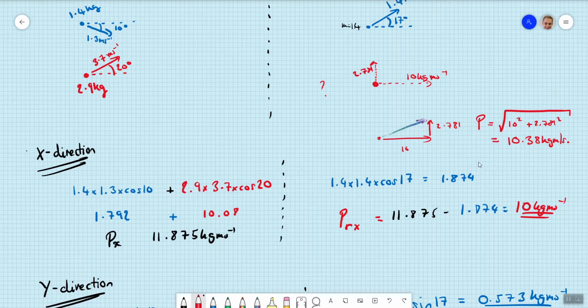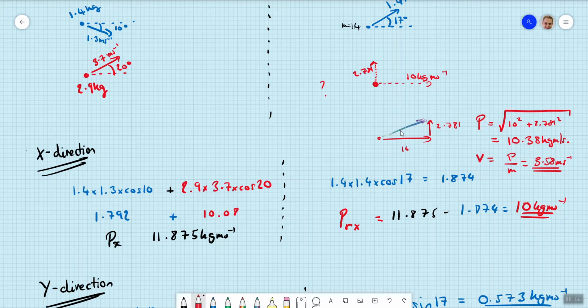If I want to know its velocity, so how fast it's going, velocity is equal to momentum over mass. So I just divide through by the mass. What's the mass? 2.9 kilograms is the mass of this object. So divide that by 2.9, and eventually, we haven't actually finished the question yet, 3.58 meters per second. So it's now going a little bit slower. Hooray! But have we actually worked out the whole answer?